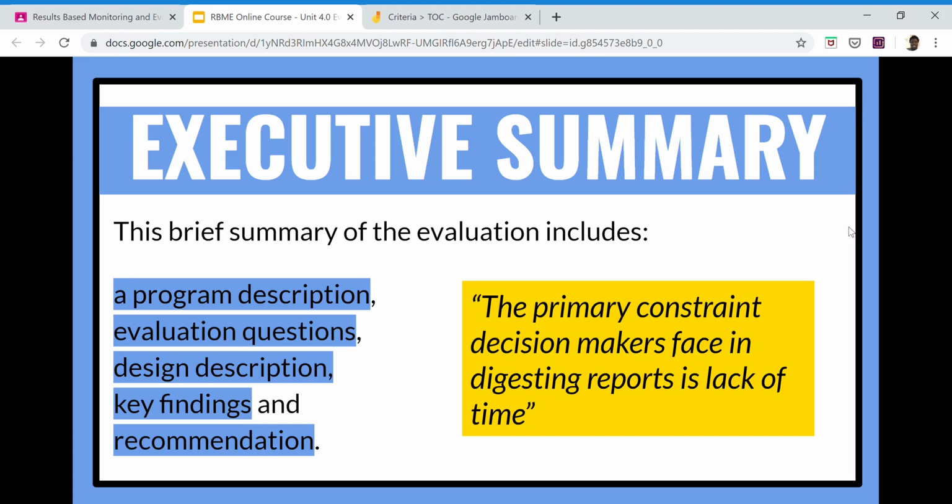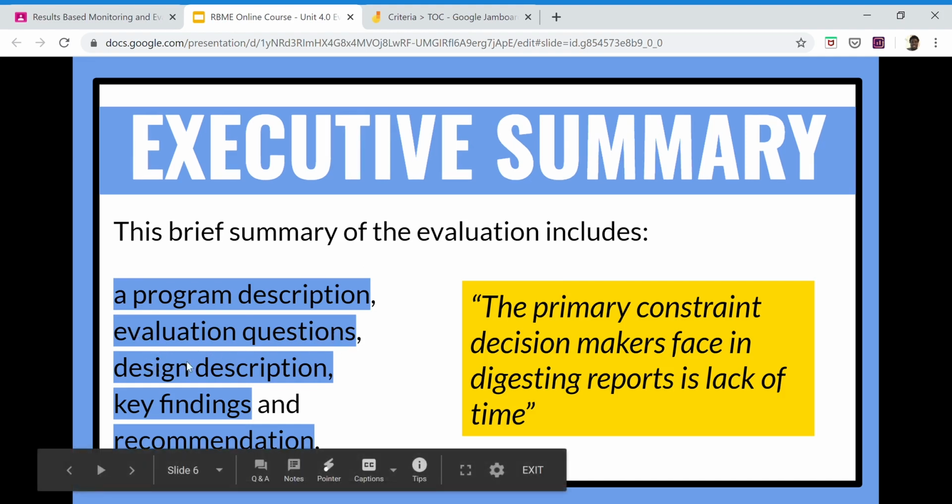So you need to put what exactly you're saying inside the executive summary. And what does it include? The program description in brief. What are the evaluation questions you're trying to answer? Then what's the design?